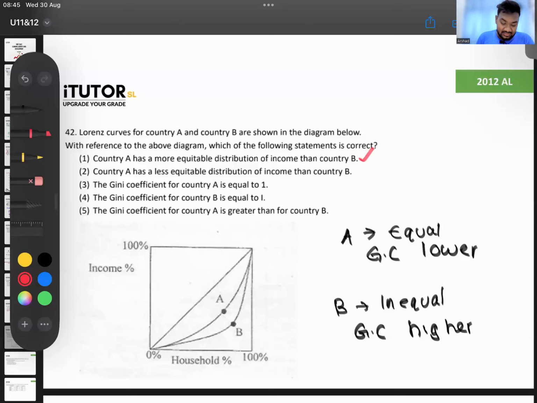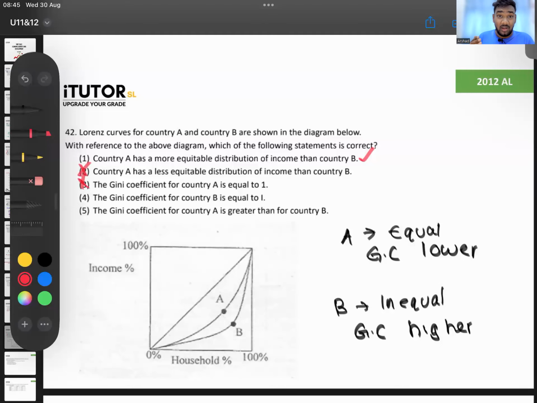We'll see the others. Country A has less equitable distribution. No, they are more equal. No, they are close. Their Lorenz curve is close. So 2 is wrong. 3: Gini coefficient of country A is equal to 1. Is it equal to 1? No, no. It's a lower number. It's close to 0, but not 0, not 1 either. Wrong. Gini coefficient of country B is equal to 1.